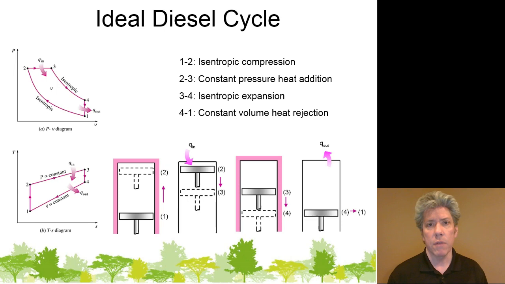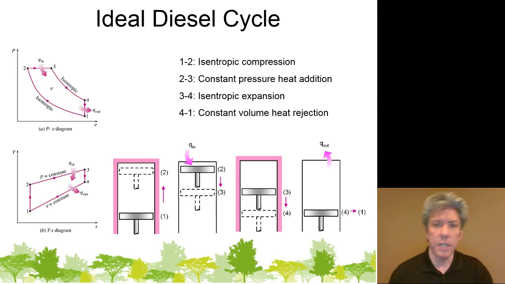The process from state 1 to 2 is the isentropic compression process. From 3 to 4, skipping 2 to 3 momentarily, is the isentropic expansion, or the power stroke. 4 to 1 is the constant volume heat rejection. So in a real diesel engine, of course, the piston cycles with the valves, the intake and exhaust valves, in order to get a fresh charge of air into the combustion chamber, just like in the Otto or the spark ignition cycle.